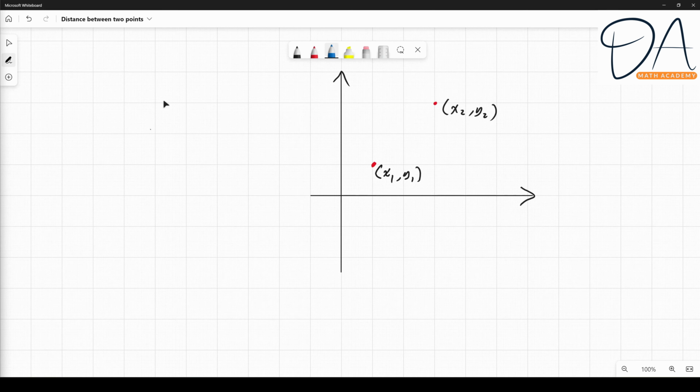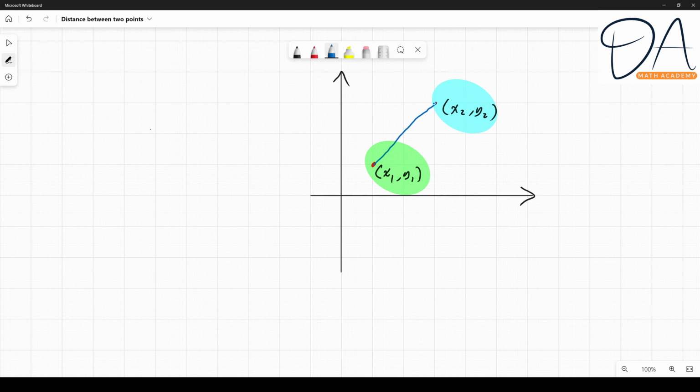In this video, we'll learn how to compute the distance between 2 points. First, how do we define the distance between 2 points? So let's say you have these 2 points, (x1, y1) and (x2, y2). The distance between them is simply the length of the segment that connects them.